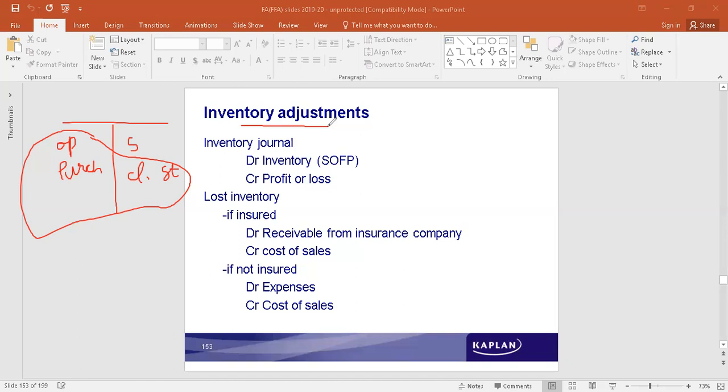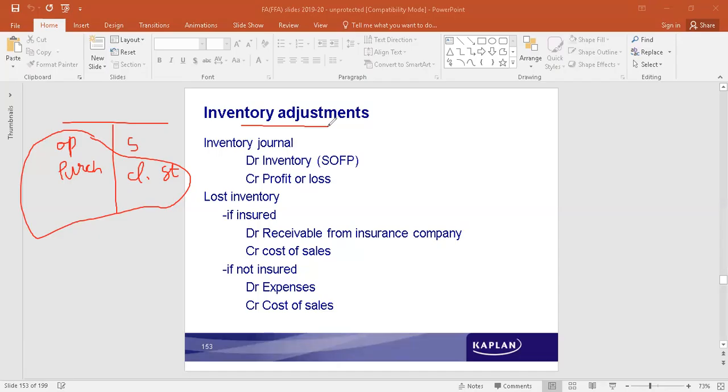Okay, so the inventory is recorded on the credit side of the trading P&L account. One effect is it appears on the credit side of the trading P&L account. The second effect is the benefit out of inventory is not yet derived. Therefore, to that extent, it will appear on the balance sheet, that is the statement of financial position, as an asset.